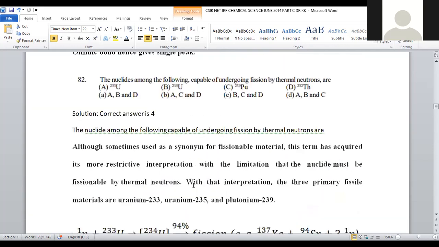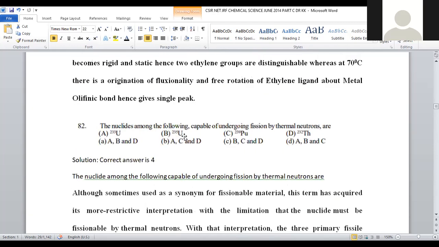In this manner, uranium-233, uranium-235, and plutonium-239 are the species that will most probably participate in nuclear fission, but not thorium-232. A, B, C are the suitable answers for this question. They are provided in option number D. For question number 82, option number 4 is the correct answer.